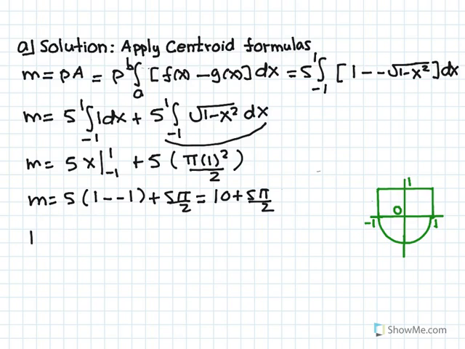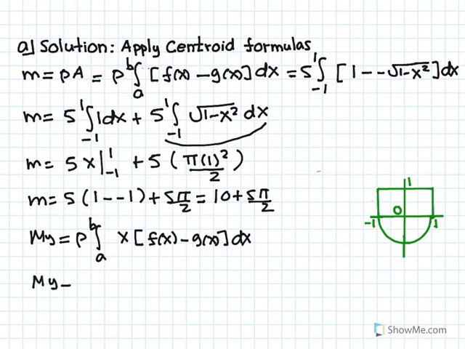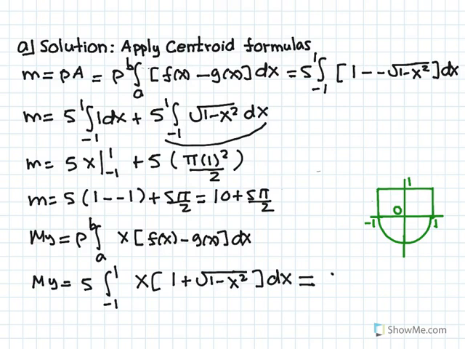All right, let's look at the moment with respect to the y-axis. The formula is density times the integral from a to b. The distance to the y-axis is x times the area of the rectangular element, which is f of x minus g of x dx. And this is equal to, the moment with respect to the y-axis is 5 times integral from -1 to 1, x times the top function, which is 1, minus the bottom function, which is minus root of 1 minus x squared. So we get 1 plus root of 1 minus x squared dx. But this whole integral is 0.